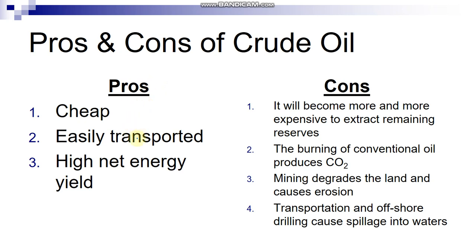It can be easily transported. It has a high net energy yield. It's cheaper. It's more efficient than coal, and it burns more completely than coal, and it's a little bit less polluting than coal. But there are cons. I mean, you have to understand that there are definitely cons, like mining oil out of the ground degrades the land. It causes erosion. Transportation, like we learned in the hydrosphere unit, could spill oil. And then finally, we have the burning of oil. Yes, it's less polluting than coal, but it still produces CO2.